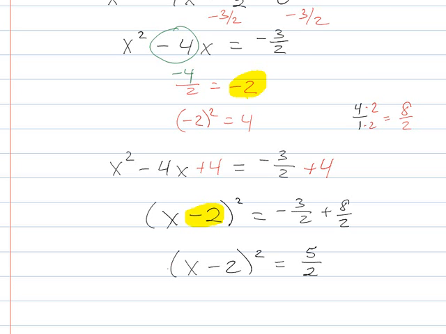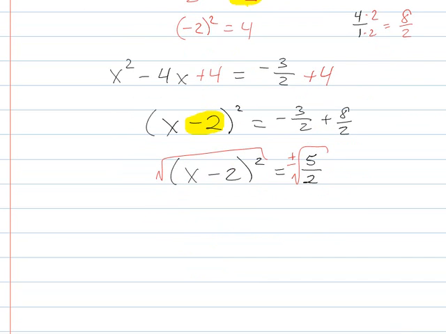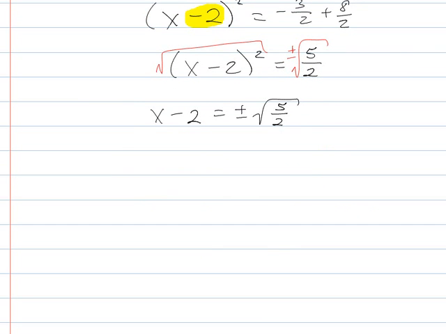Now I continue to solve, quote, as usual, taking the square root of both sides and getting x minus 2 is equal to plus or minus the square root of 5 over 2. All kinds of excitement. Now this is a really long problem, so if you're getting kind of exhausted, that's okay. It happens. Okay, so I'm going to separate this out.